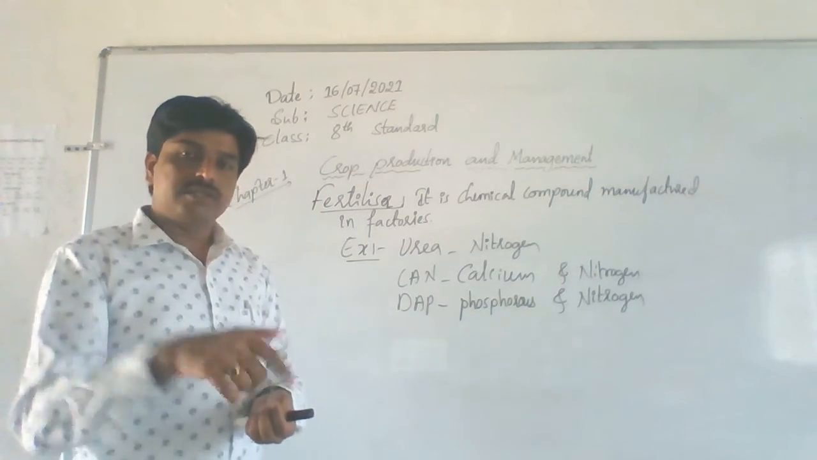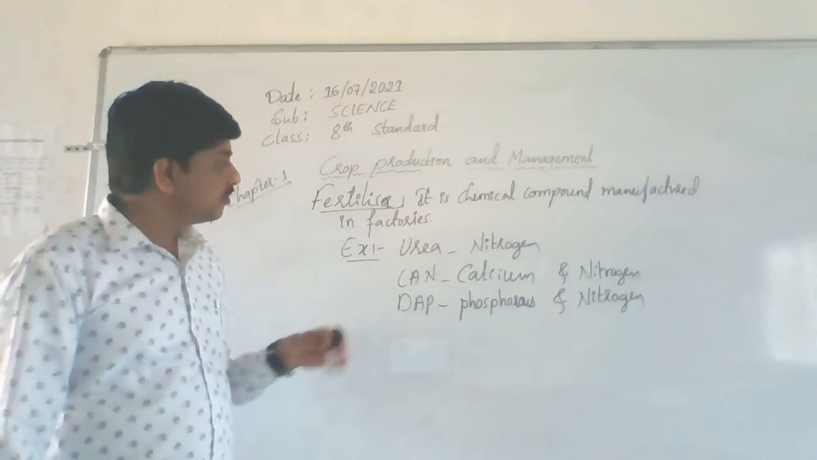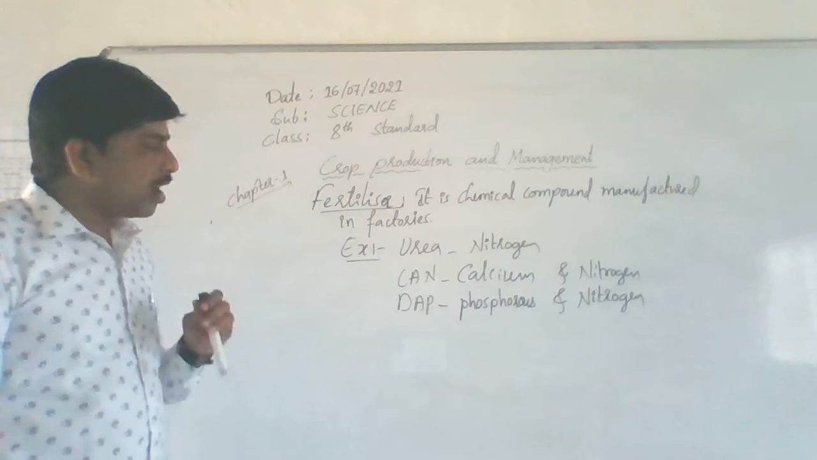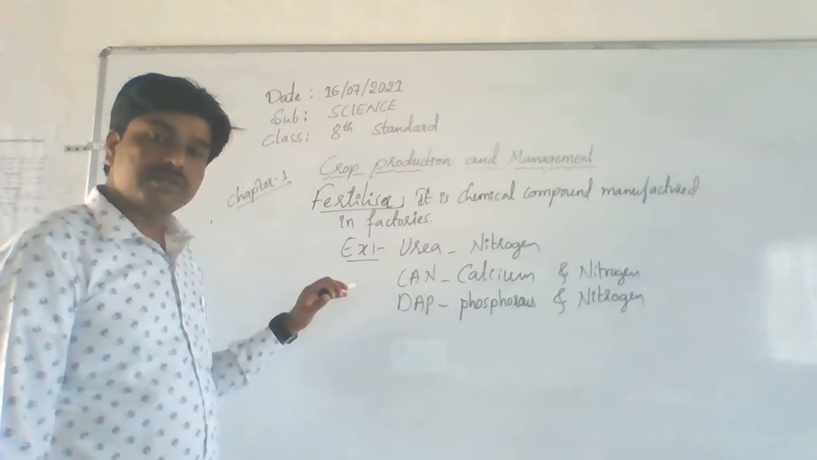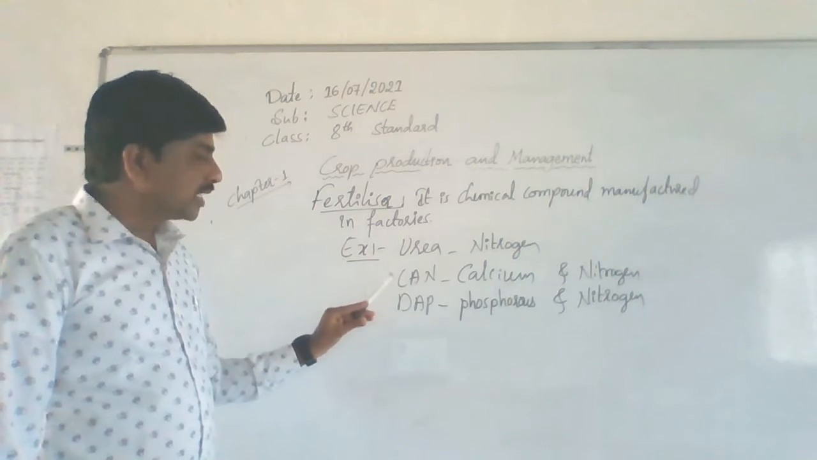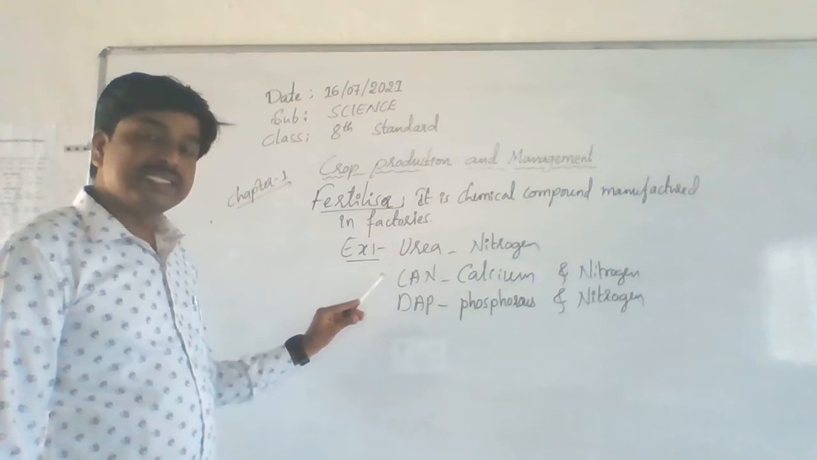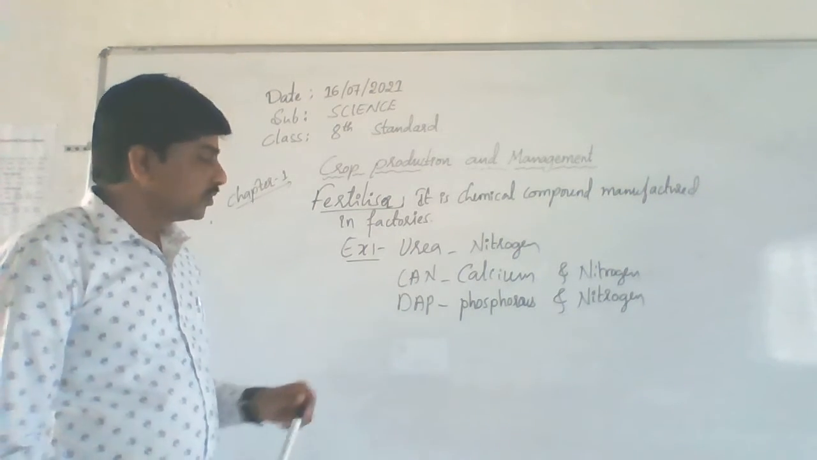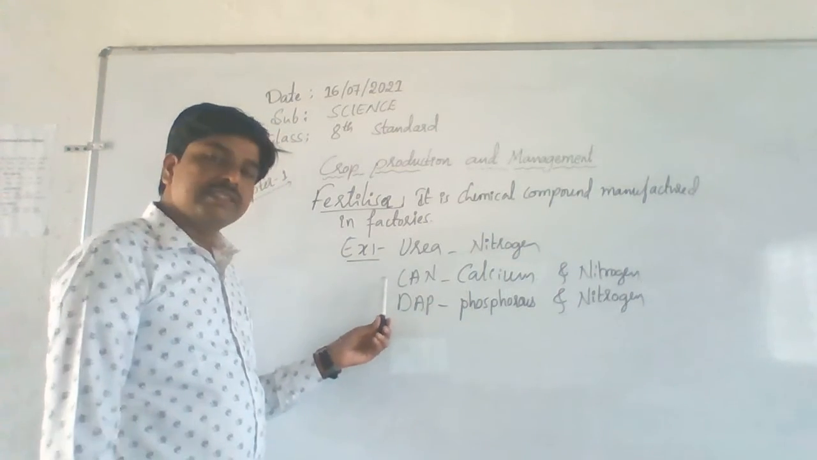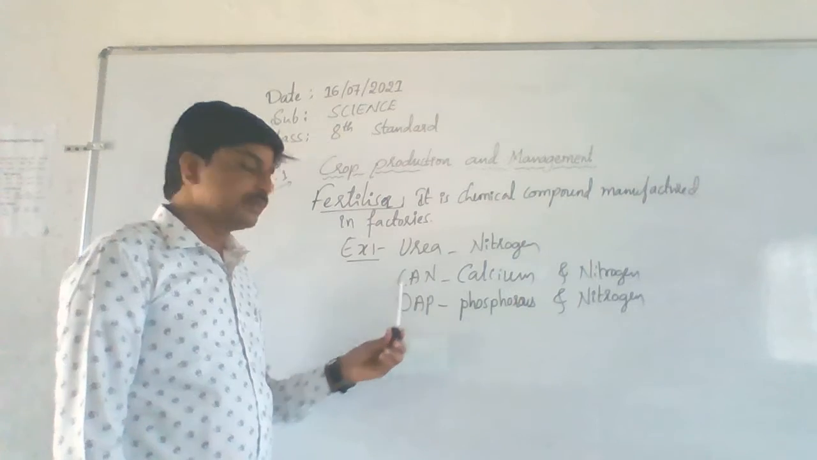I will say the reason in the next case. See first, your commonly used fertilizers are there. The commonly used fertilizers by the farmers. First one is the urea. Second one CAN, calcium ammonium nitrate. See, CAN fertilizer. CAN means calcium ammonium nitrate.